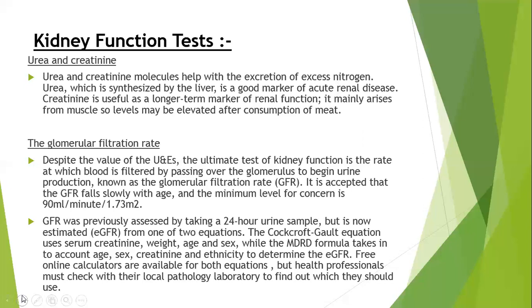GFR was previously assessed by taking a 24-hour urine sample, but it's now estimated, EGFR, estimated glomerular filtration rate, from one of two equations. The Cockcroft-Gault equation uses serum creatinine and weight, and there is also the MDRD formula, which takes into account age, sex, creatinine and ethnicity to determine the EGFR. Free online calculators are available for both equations, but health professionals must check with the local pathology laboratory to find out which they should use. The EGFR can be done by the pathology, but some people use the calculator to calculate the glomerular filtration rate.